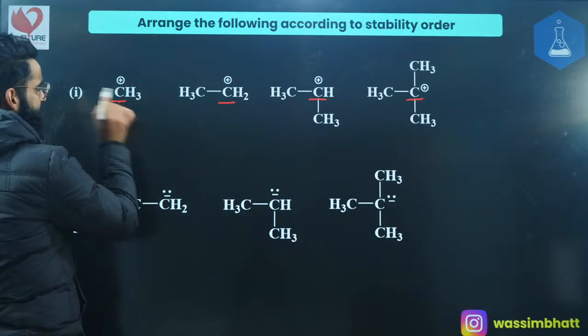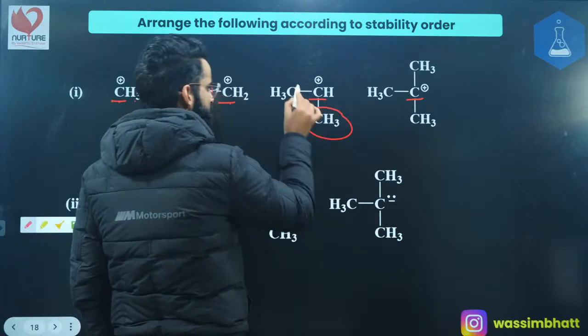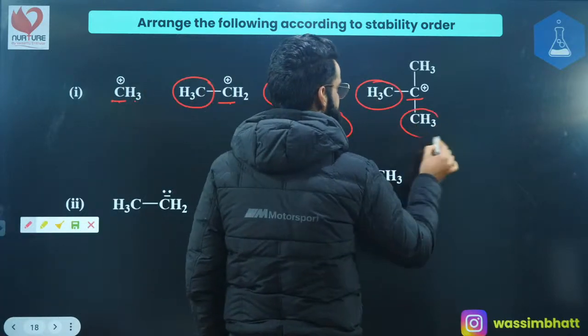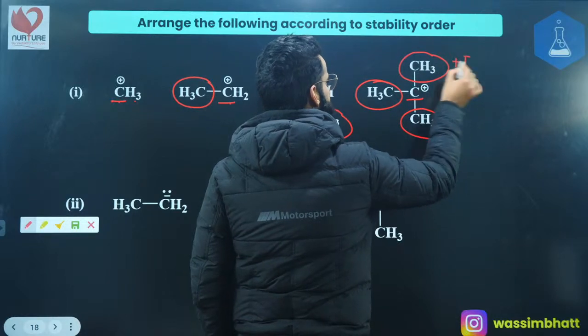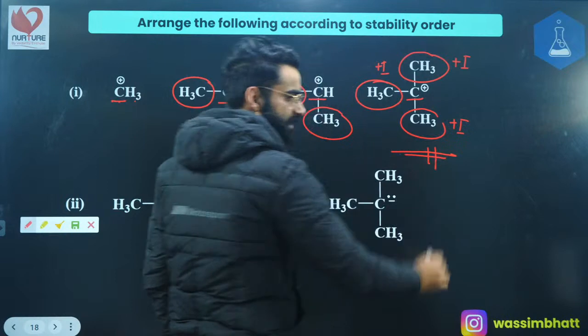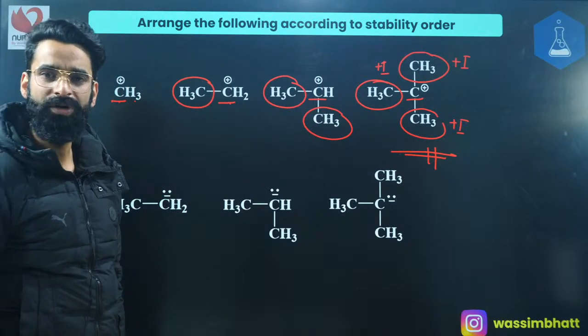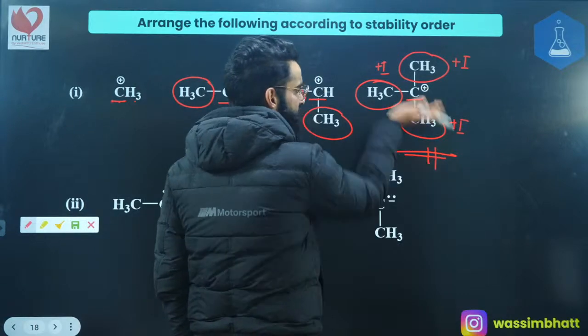Over here carbon is attached with 3 hydrogen atoms. Over here carbon on one side is attached with CH3. Over here on 2 sides CH3. Over here on 3 sides CH3. CH3, all the alkyl groups, they show plus I. So where is the plus I more? Plus I is maximum in the last case. If plus I is the maximum in the last case, what do plus I groups do? They push the sigma electron density.